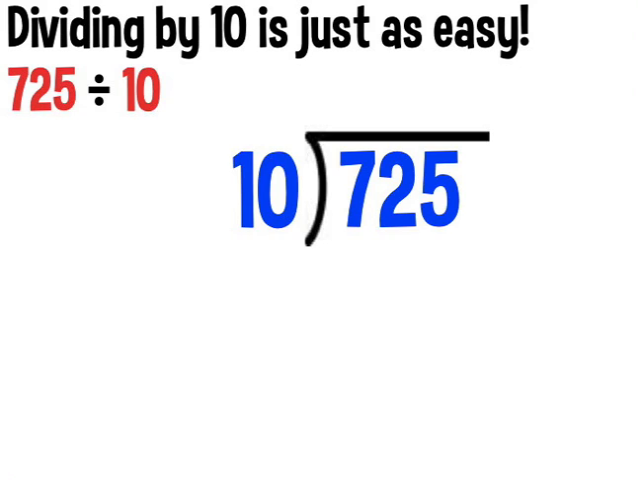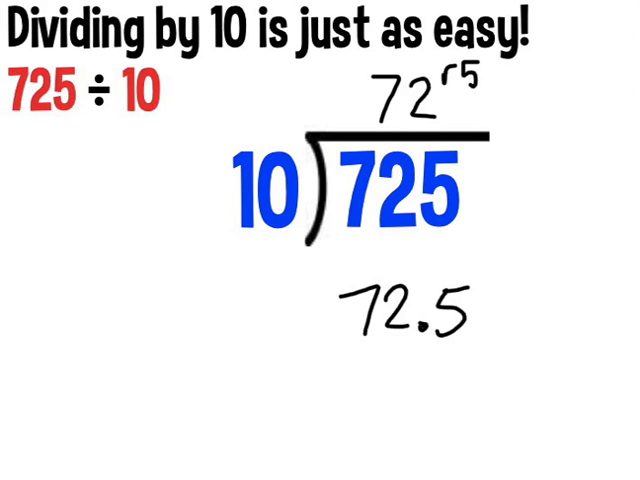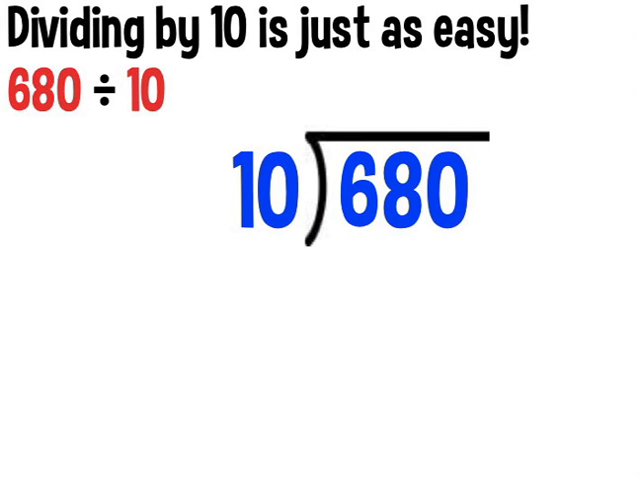725 divided by 10 would simply become 72, and our last digit is 5, and so our 5 becomes our remainder. So our answer would be 72, remainder 5. Now another way to write this answer is to use a decimal point. We can just add a decimal point instead of a remainder. So instead of 72 remainder 5, it would be 72 decimal point 5. These two numbers are the same and they are both the right answer.